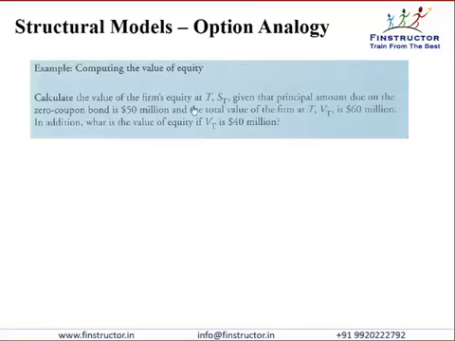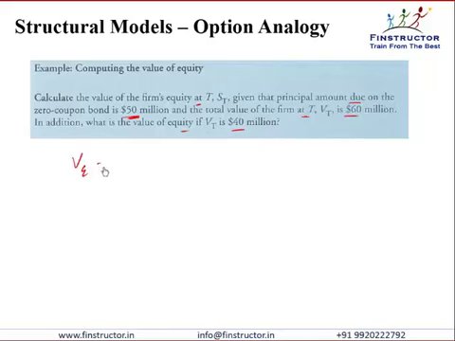So calculate the value of the firm's equity at T given that the principal amount due on the zero coupon bond is 50 million and the total value of the firm at T is $60 million. In addition, what is the value of equity if the value of the firm is $40 million?